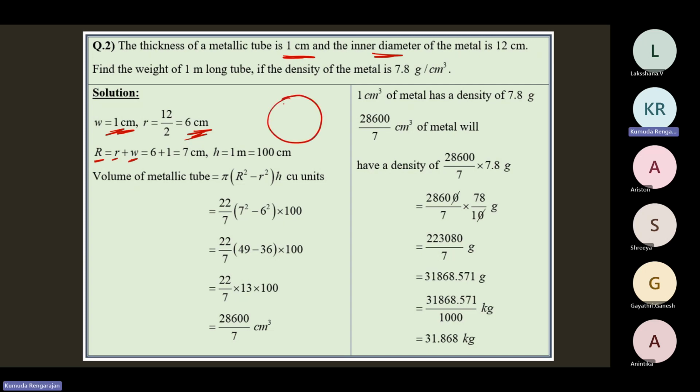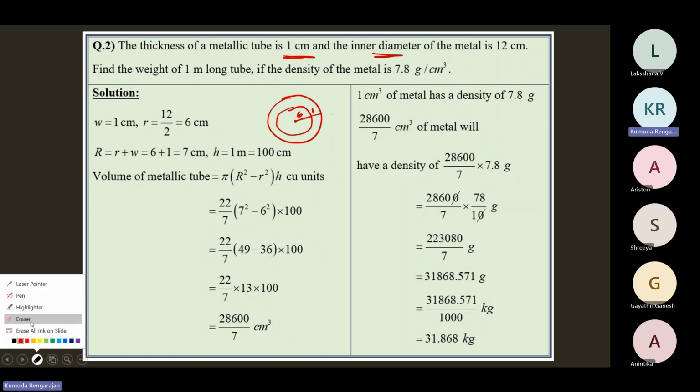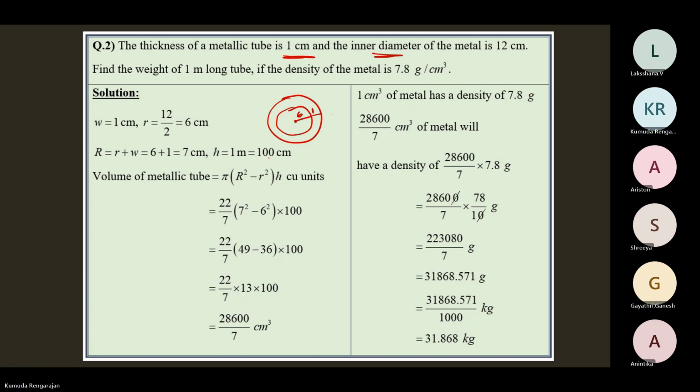You can just draw 2 circles like this and understand. From here to here is 6, the inner radius. The thickness is 1. So the external radius is 6 plus 1, 7. And height is 1 meter. But since the other values are in centimeters, we convert that to centimeters. All the values must be in the same unit. So 1 meter is 100 centimeters.